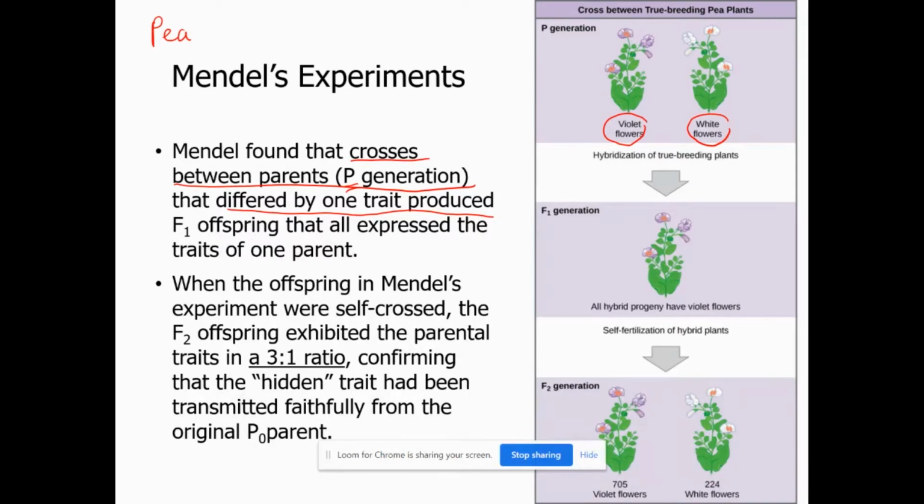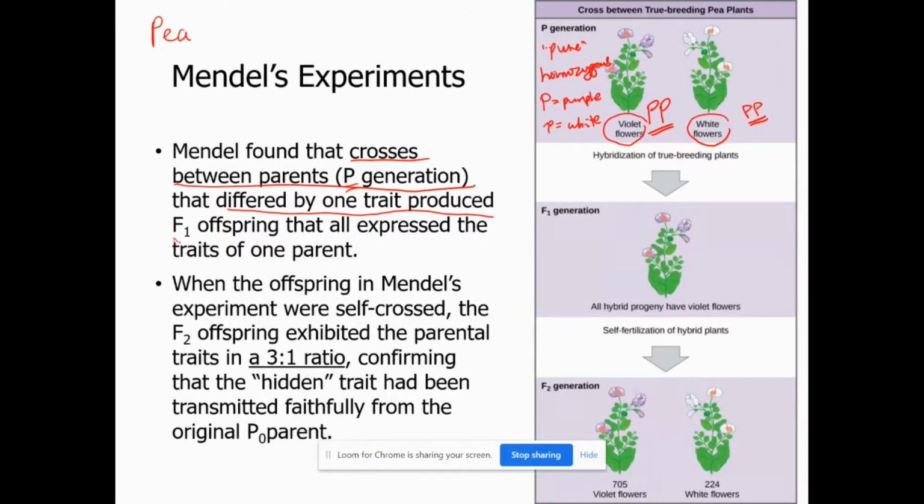Now we already know that these two parents are pure, or homozygous, for flower color. The violet, the purple, is the dominant trait. So big P for purple, and that's the dominant. And the little p is for white, and that's the recessive. So he used homozygous dominant as one parent, and recessive for the other parent plant, and he crossed them.